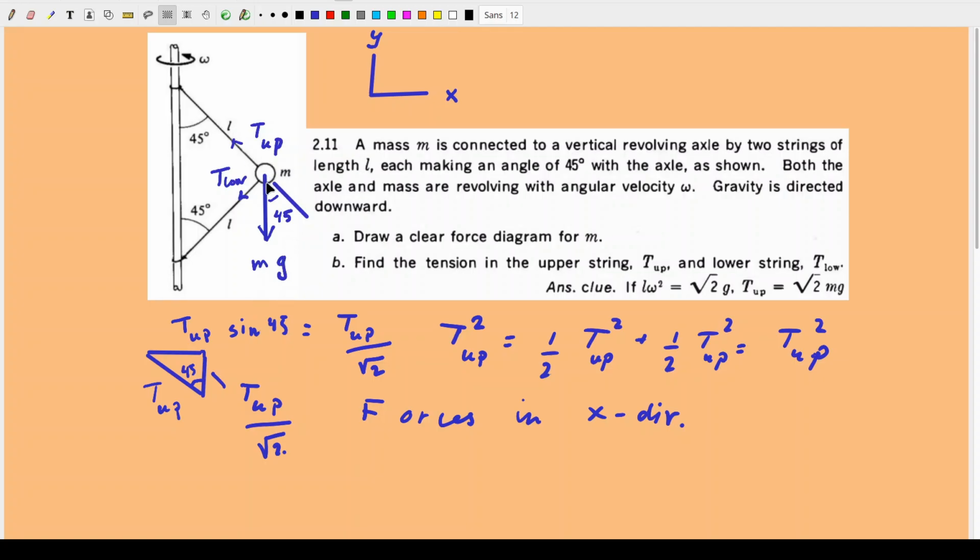At the string forces here, you have one component here of the T up in the negative x direction. You see, x direction is in this direction. So the force in the other direction is negative. So it's a negative direction here. And also the T low, this string force, has a component in the negative x direction. So let's write that down.